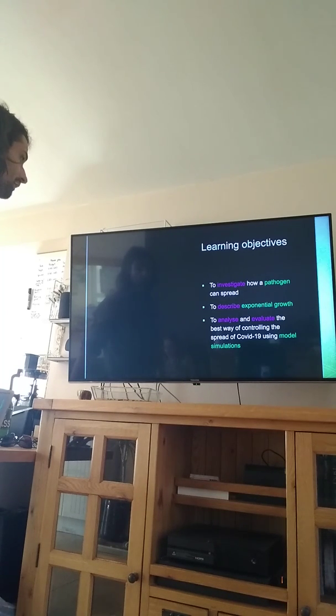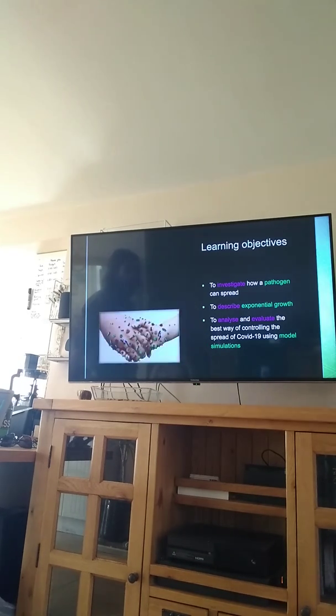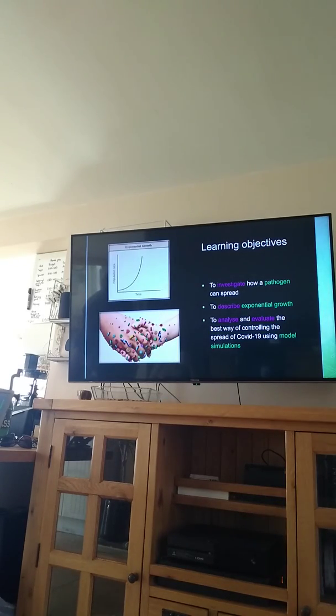So the objectives for this lesson are to investigate how a pathogen can spread, to describe exponential growth, and to analyse and evaluate the best way of controlling the spread of COVID-19 using model simulations.